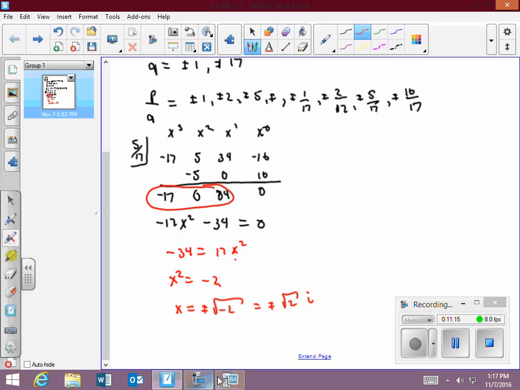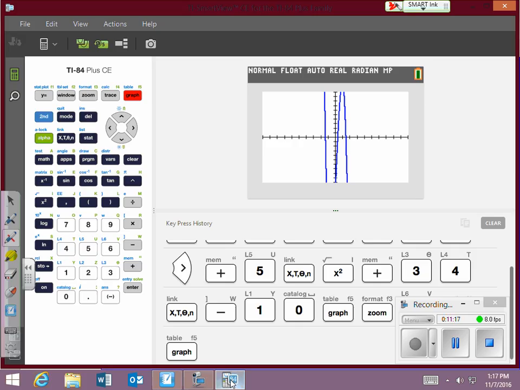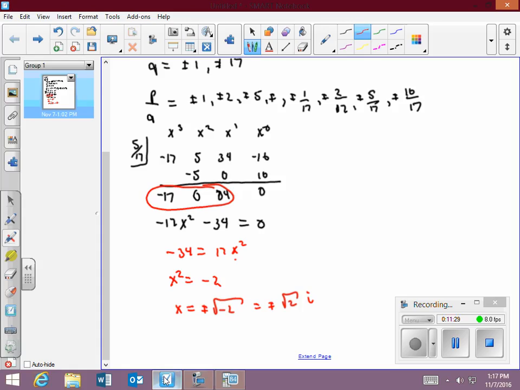You see when you graph it? How many times do you see it cross the x-axis? 3 times. I mean, it looks like there's 3 real zeros. And these are given as 1 real zero and 2 complex zeros.